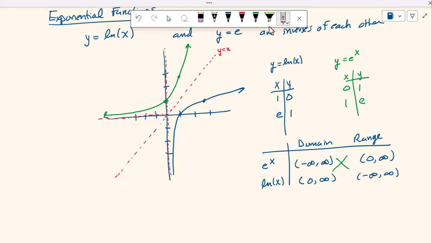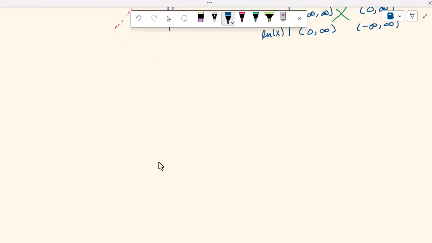Let's go ahead and talk about a couple other quick characteristics here. We mentioned that e is approximately equal to 2.718. Okay, it's a natural number e. It's kind of like pi, irrational, non-terminating, non-repeating. Let's talk about some properties of exponents and properties of that exponential function.